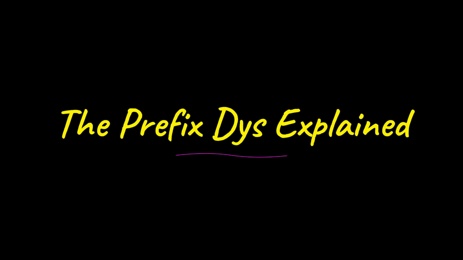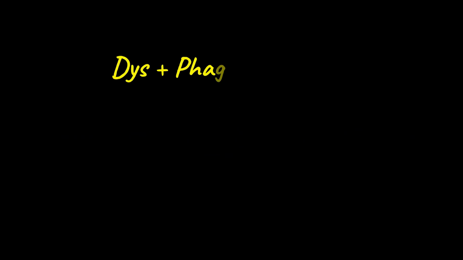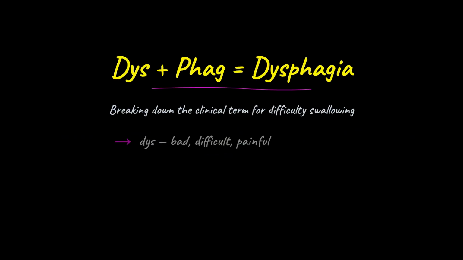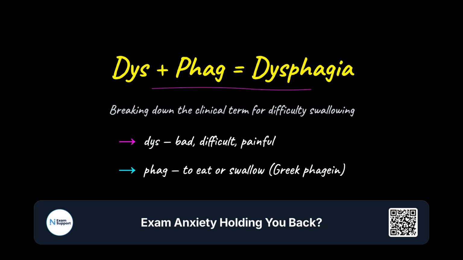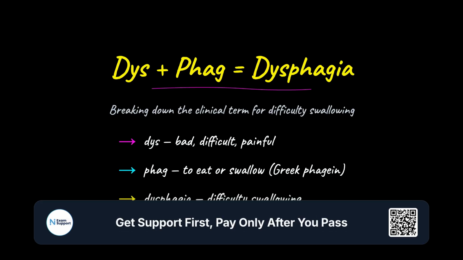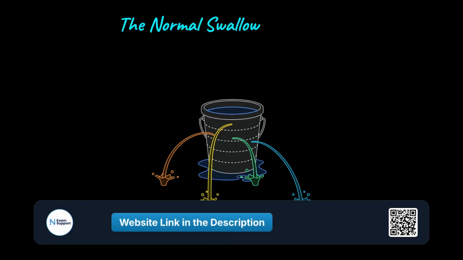The prefix dys comes from Greek, meaning bad, difficult, or painful. Whenever you see dys at the front of a medical term, it signals that something is functioning poorly or is impaired, not absent, but disrupted. The root phag comes from the Greek phagein, meaning to eat or swallow. You can spot it in phagocyte and esophagus. Combine dys with phag and you get dysphagia, the clinical term for difficulty swallowing.